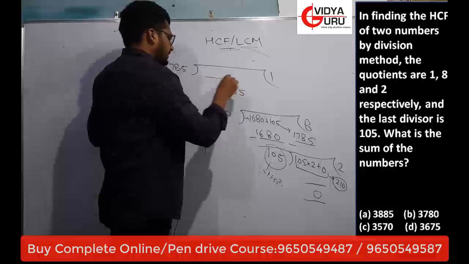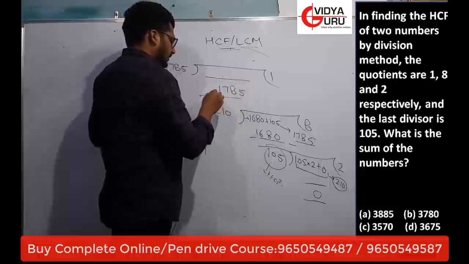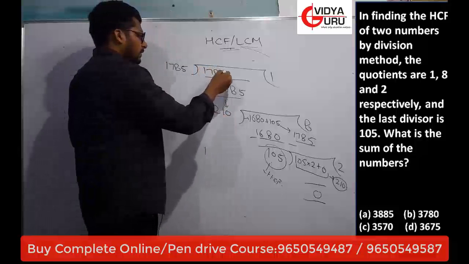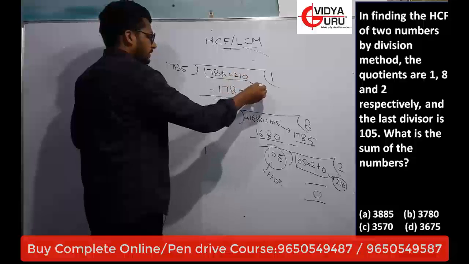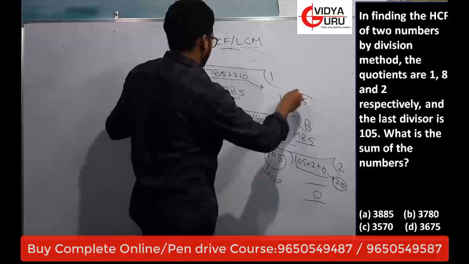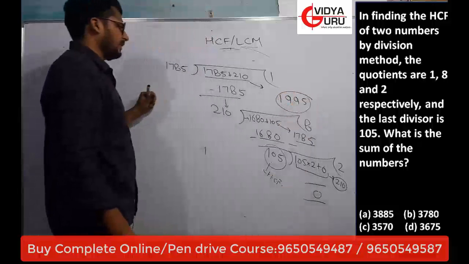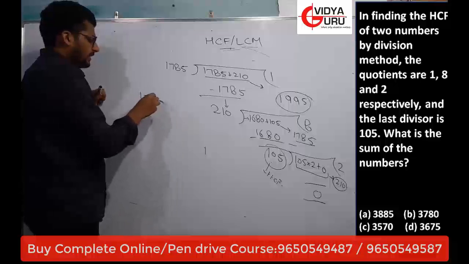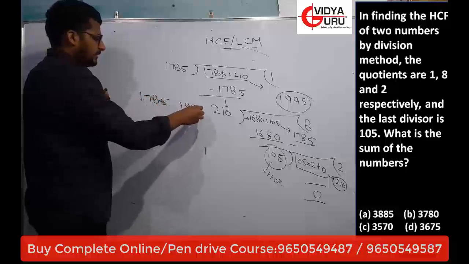This 1785 came from here, and I have multiplied by 1, so here will be 1785, and here such a number will be taken that on subtracting 1785 the remainder should come 210. So what will be the number here? 1785 plus 210, so it will come 1995. So what is the sum of the two numbers? One number is 1785 and one number is 1995.